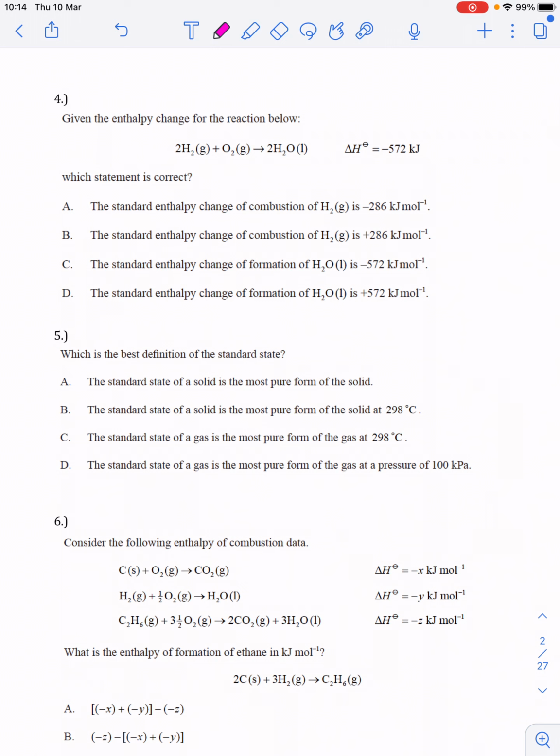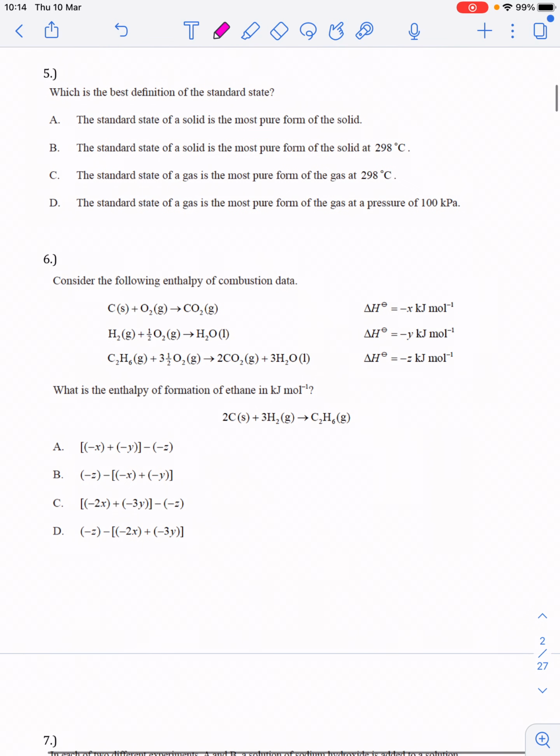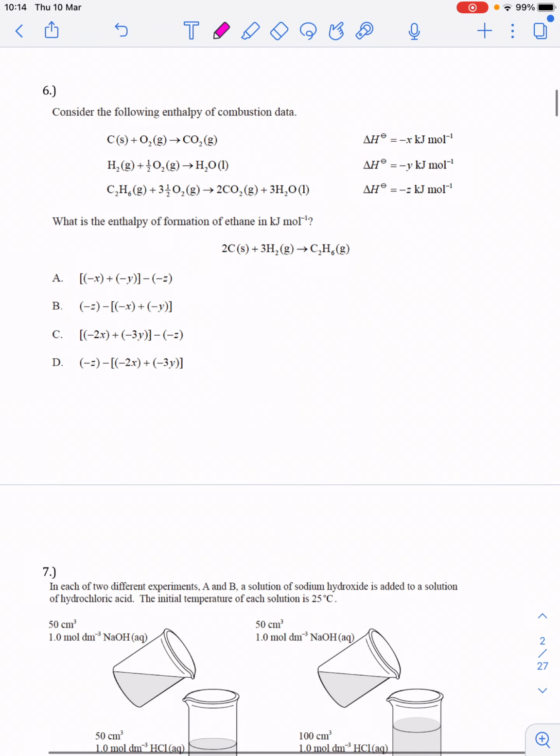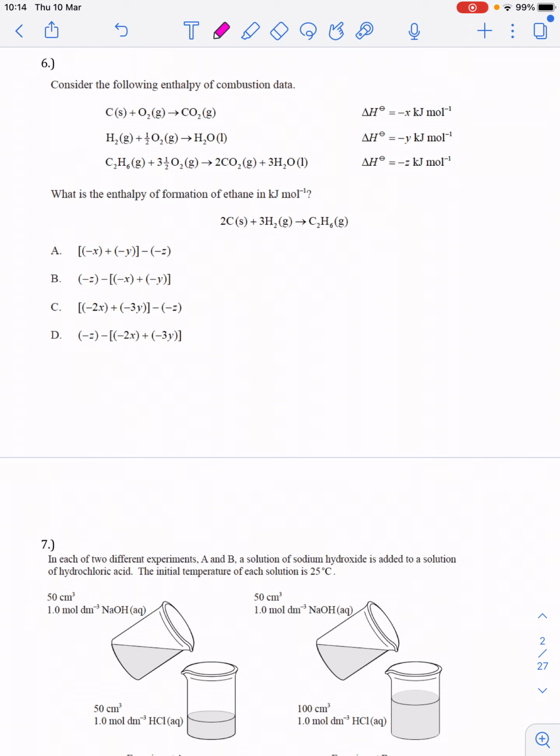Given the enthalpy change for the reaction below, so you can see they've given it here, which statement is correct? Now these ones we haven't, okay, I'm going to skip 4 because I realize at this point we haven't introduced formation yet. So I'm going to skip question 4. Okay, we'll come back to it. That's not a hard question if you know what the enthalpy changes are. Question 5, which is the best definition of standard state? I'm going to skip that one as well. We'll talk about that more when we talk about formations.